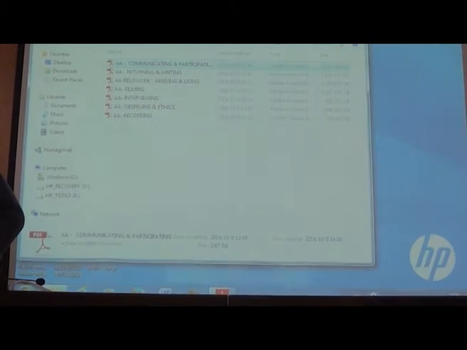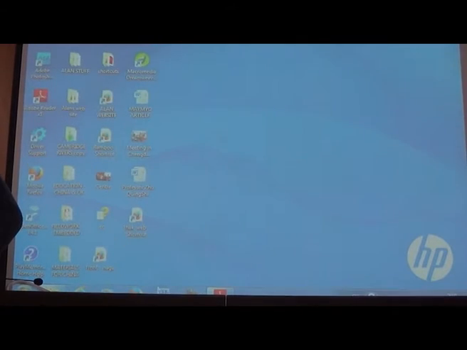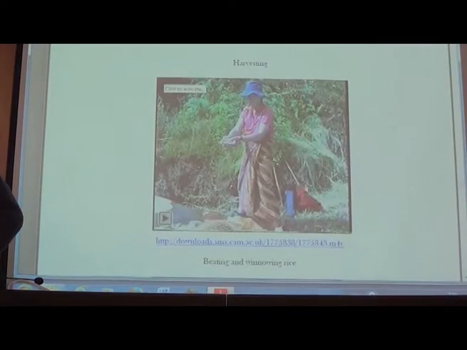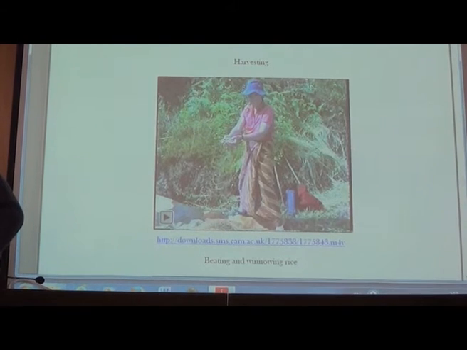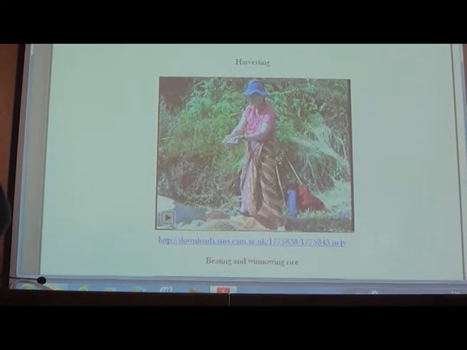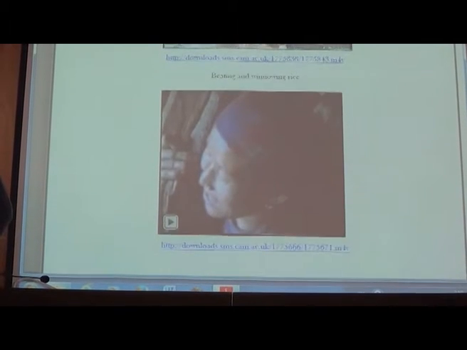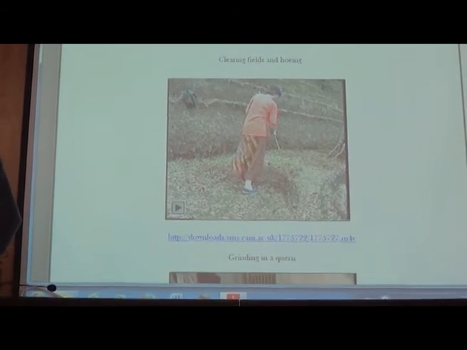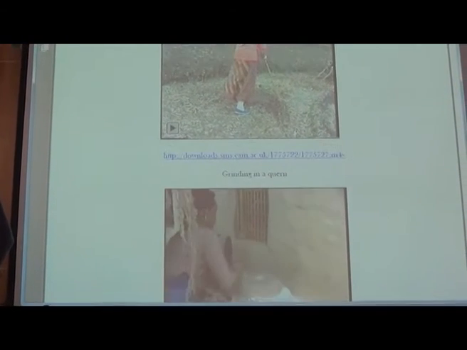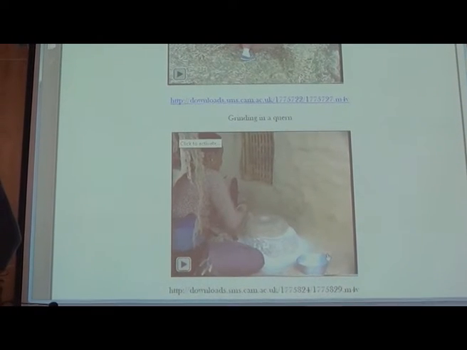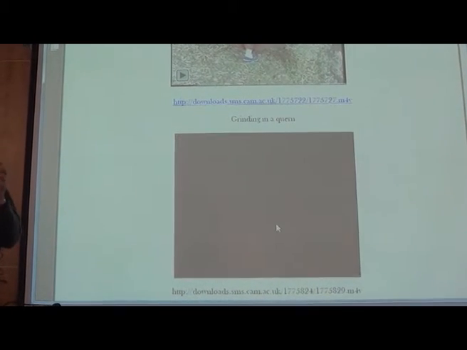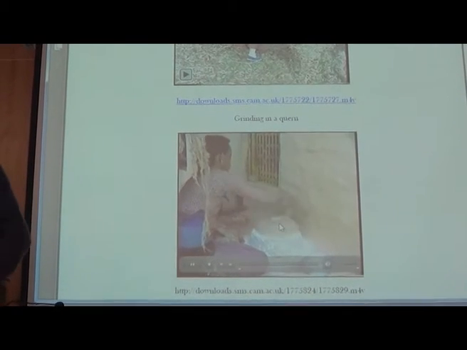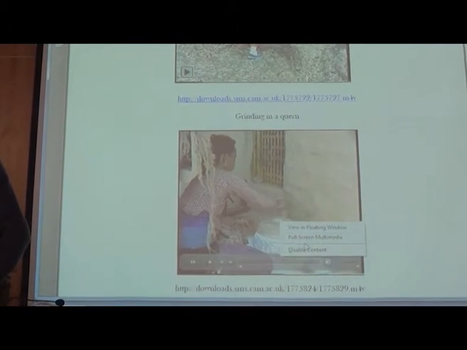It's behind. Behind. I know, you've lost it now. So beating and winnowing rice. This is clearing the fields and the hoeing, which perhaps I'll leave. And then this, finally, when you've got certain grains, you have to do this kind of process, which is again quite hard work, very hard work.